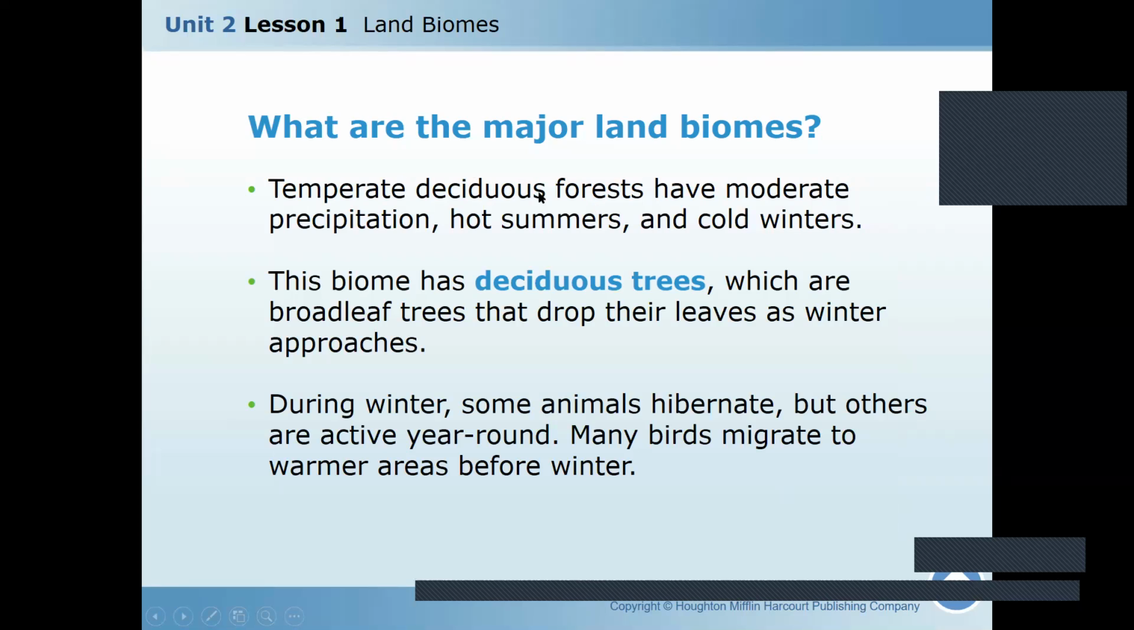Temperate deciduous forests have moderate precipitation, hot summers and cold winters. They have seasonal changes. They have winters, they have summers, they have rainfall. And there we have special trees called deciduous trees. Remember, coniferous trees in taiga, deciduous trees in temperate deciduous forest.